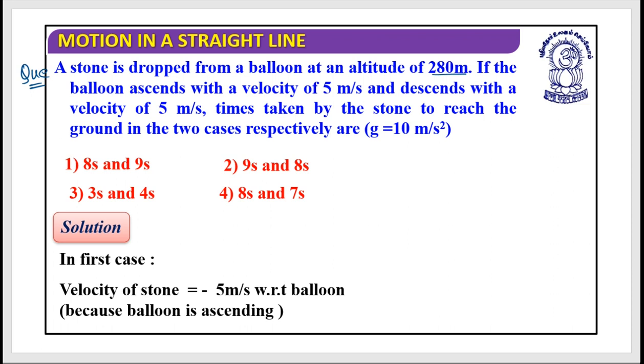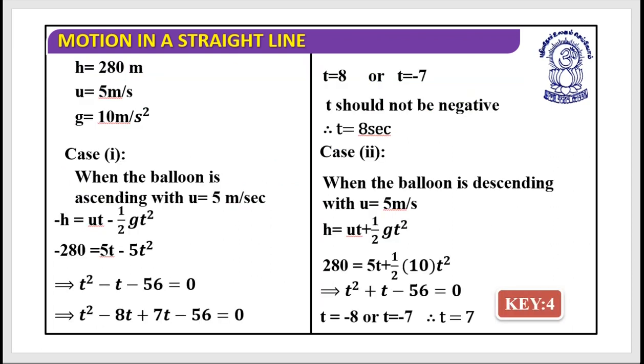One case in which the balloon is moving upward, and another case where the balloon is moving downward. Then the time taken by the stone to reach the ground in the two cases respectively is? This is the same question that we did previously. The height is 280 meter, u is 5 meter per second, and g they have given as 10 meter per second square.